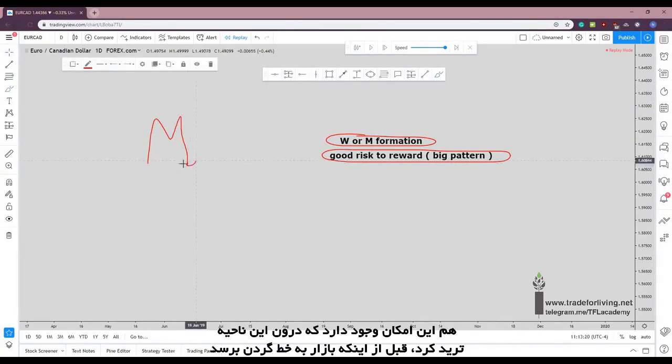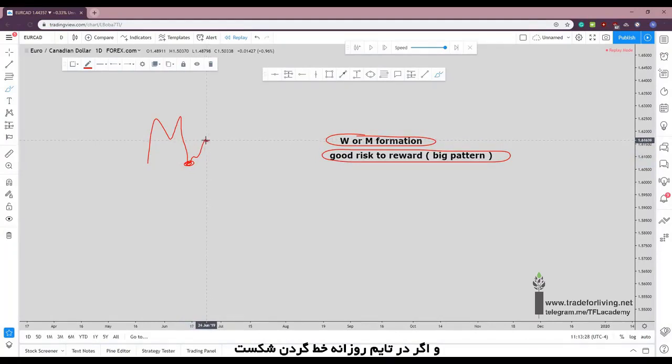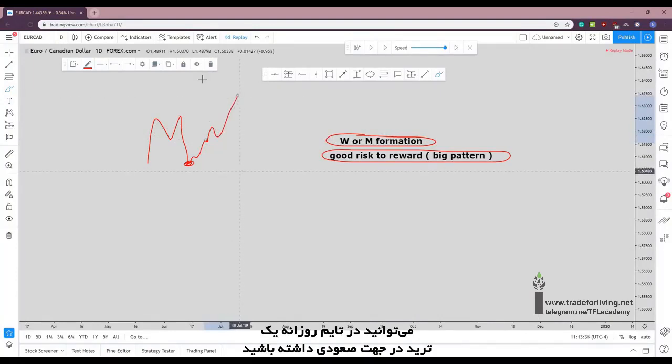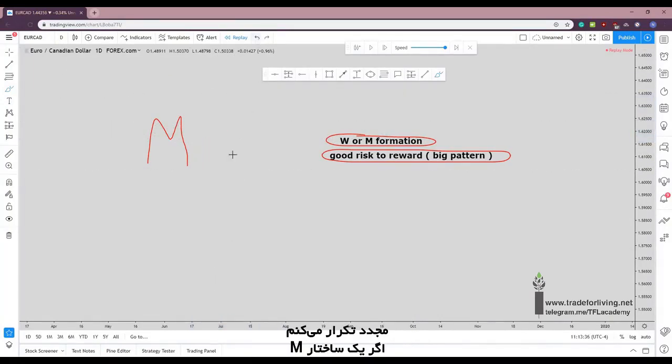You can either, if it is possible, take the trade inside of this area before the market reaches the neckline, and after the market has reached the neckline, you need to see a break of the neckline on the daily time frame, and then you can take the pair to the upside. Again, I will repeat it.